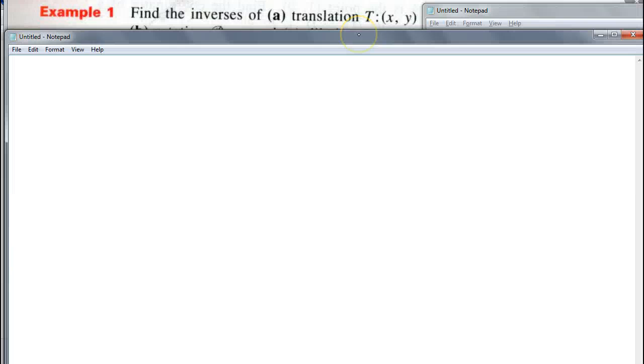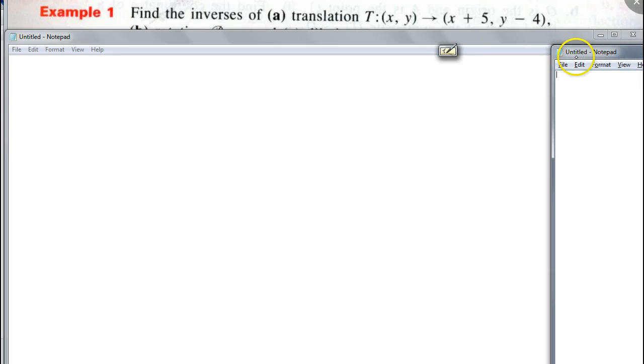Take a look at example 1. Let's say we have a transformation that takes x to x plus 5 and y to y minus 4. What would be the inverse of this transformation?